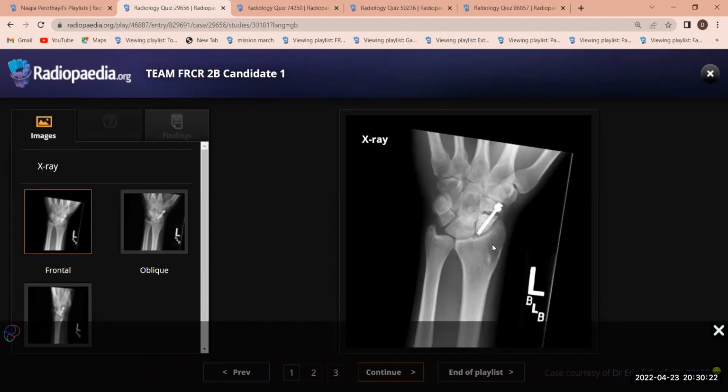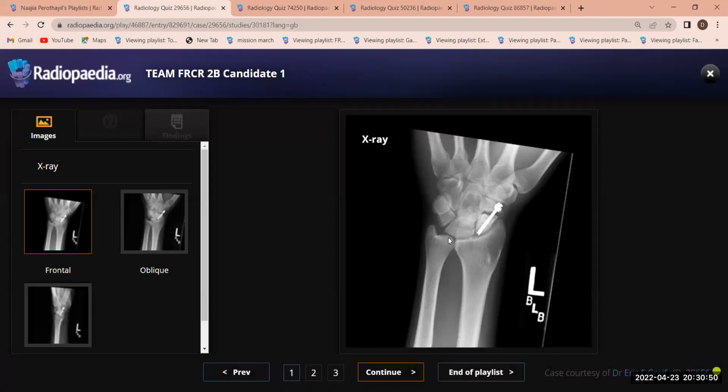There is a long-standing non-union of the scaphoid, what are the changes that we can expect in the wrist? Because of immobilization, there can be osteoarthritic changes, or I'm not sure. Okay. So you would suggest an MRI? Yes. Okay, so I think these were the cases that I had for you.